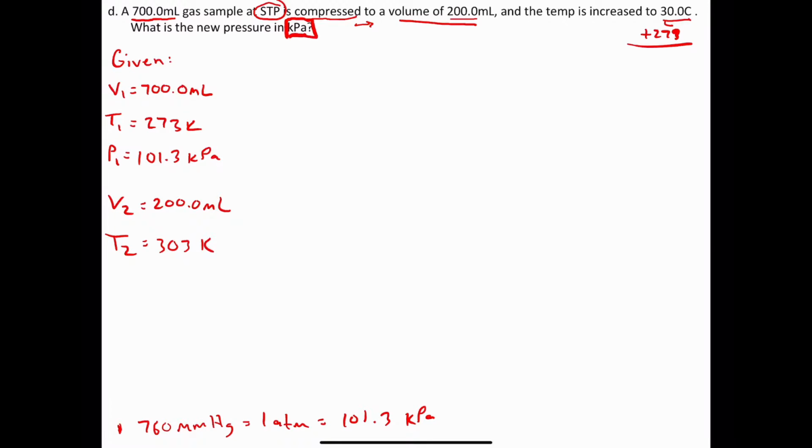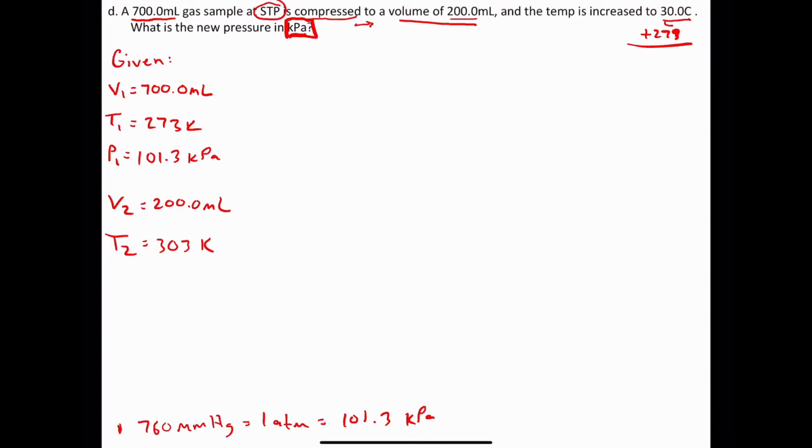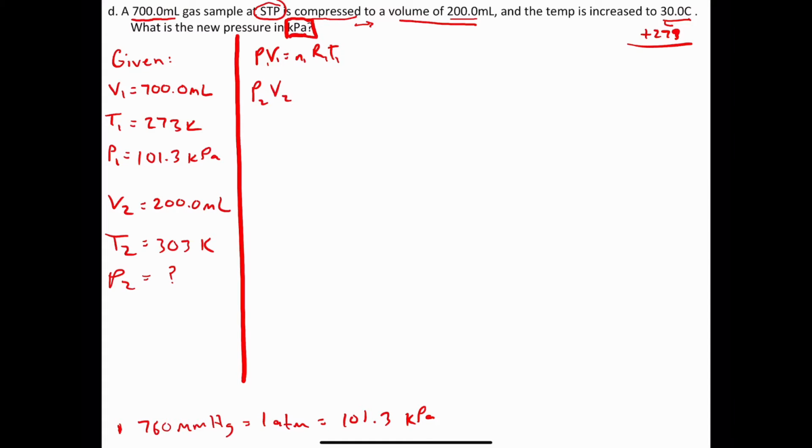And then the pressure, P2, that's what we're looking for. We don't know this one. Okay. So the first thing we did was we figured out all the stuff that's given. The next thing we're going to do is figure out our equation. So PV equals nRT. P2 V2 equals N2 R2 T2.